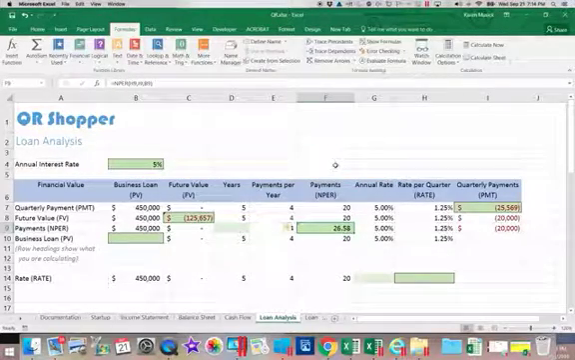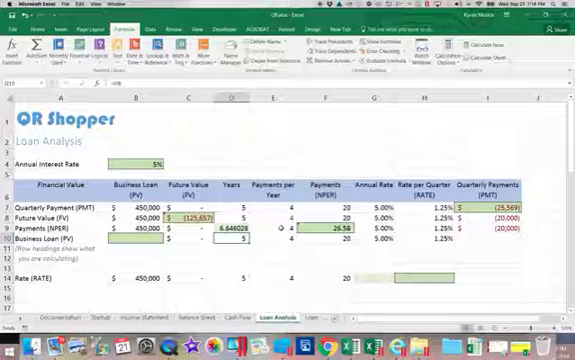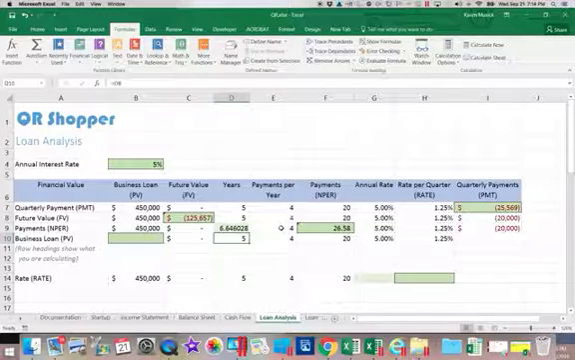And you can see that it would take us 26, almost 27 payments. So in order to calculate the number of years, I would take the number of payments, divide by the number of payments per year. And it would take me between 6 and 7 years, almost 7 years, to pay it off.